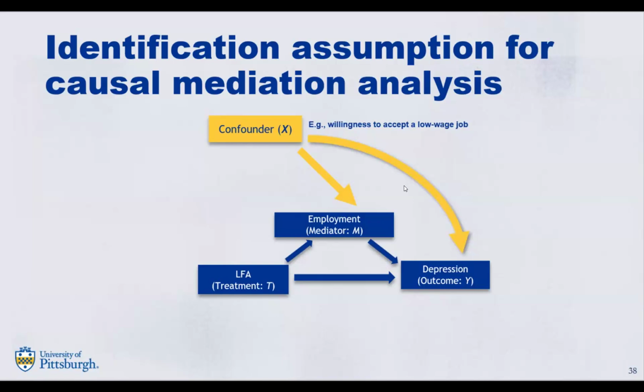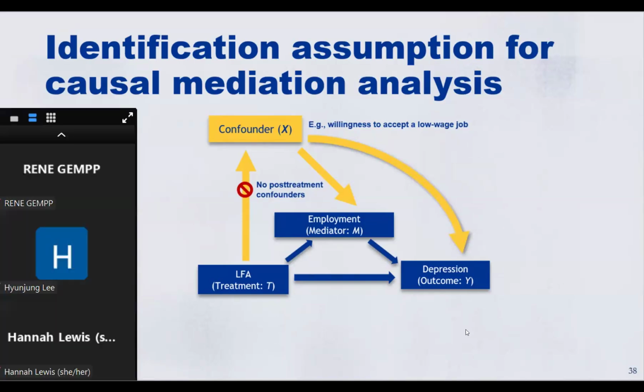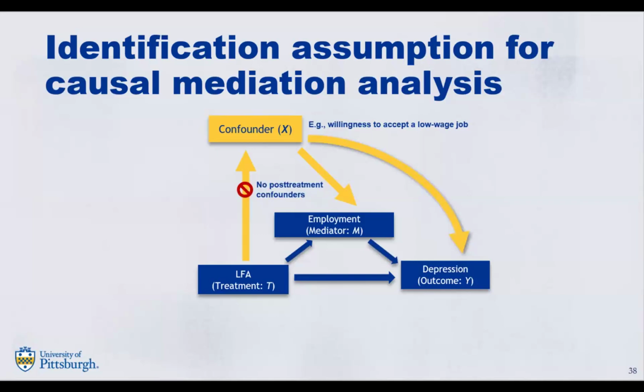It's possible that the confounder of the mediator-outcome relationship may be affected by the treatment, as represented by this arrow, as we just discussed. This is called a post-treatment confounder. And the identification of the indirect and direct effects requires a strong assumption that there are no post-treatment confounders. And later on, I provide a reference on how to relax such an assumption through a sensitivity analysis.